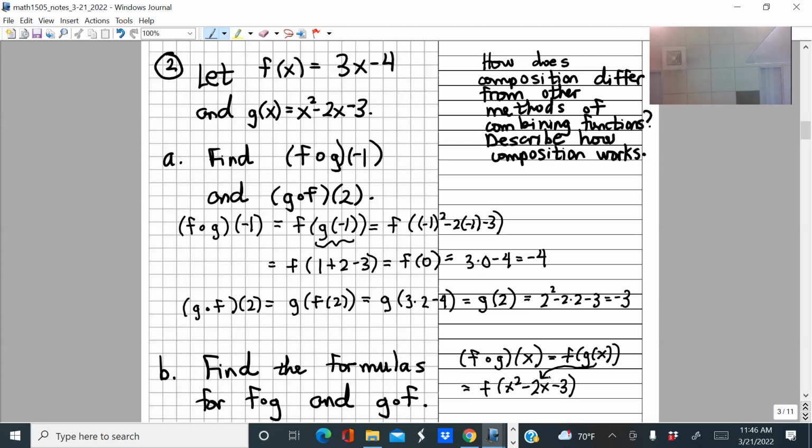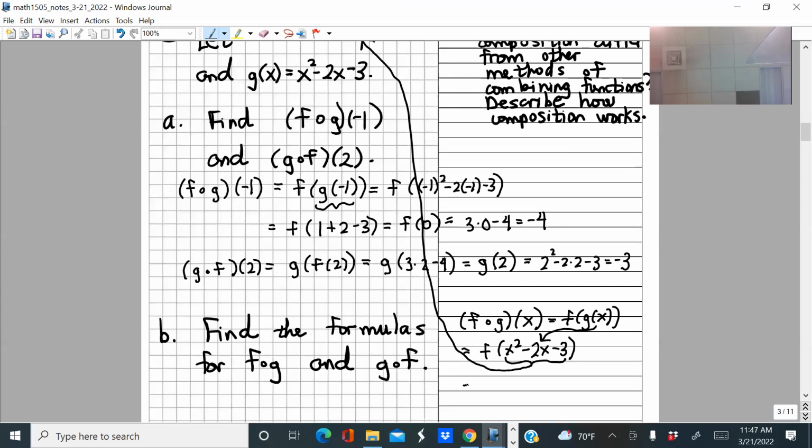And now we have to calculate f of that. So how do you calculate f of x squared minus 2x minus 3? You have to take all of this and do what? Plug it into the formula for f, right? So you have to take all of this and go up here and plug all of that in for x, right?